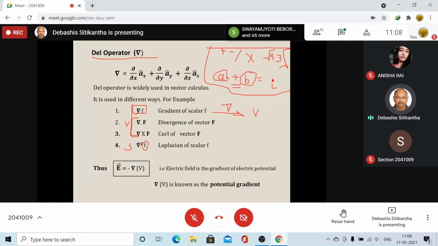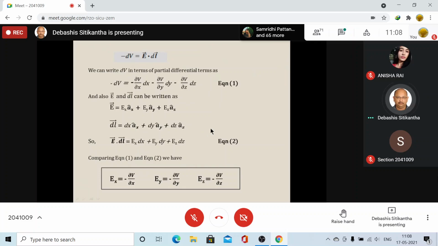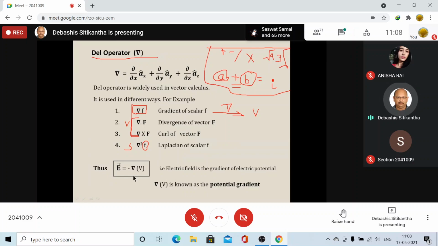And what is basically the del operator? The del operator is nothing but del is equal to del by del x, a_x cap, plus del by del y, a_y cap, plus del by del z, a_z cap. Now, in the previous slide, we have already derived one relationship, which says that minus delta V is equal to minus E vector dot l vector. So that can be written in terms of the del operator as E vector is equal to minus of the gradient of V, where V is nothing but the electric potential. In other words, this del V is known as the potential gradient.